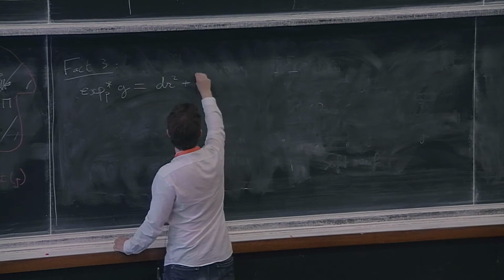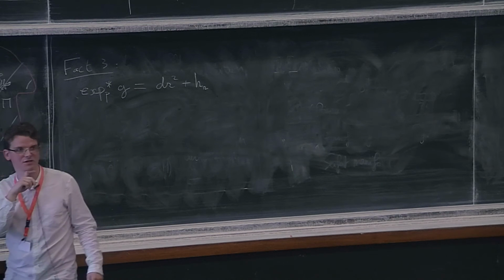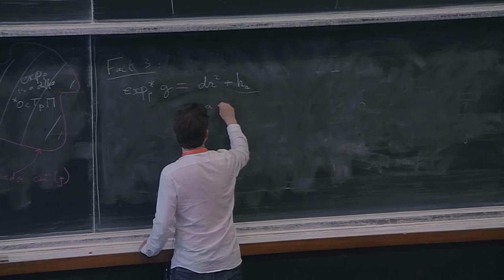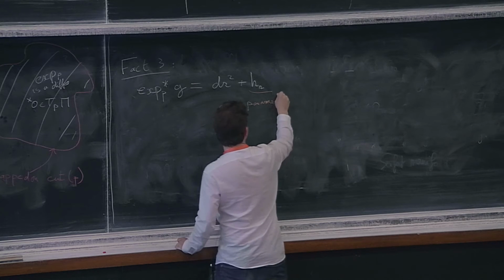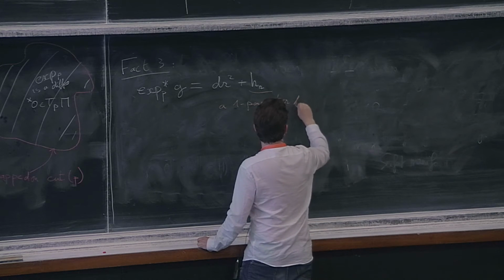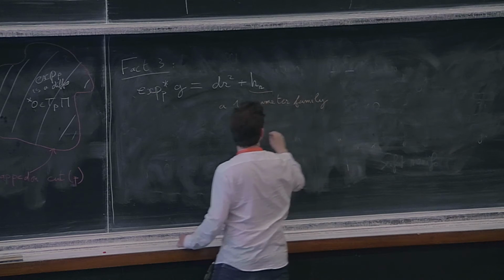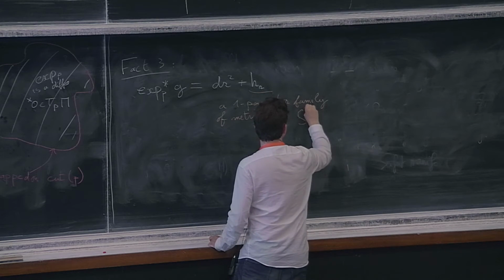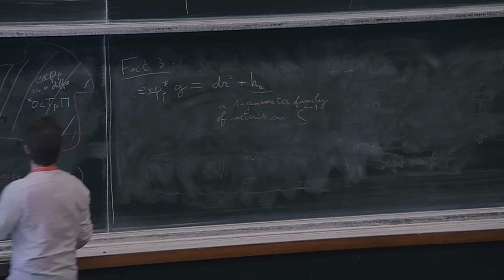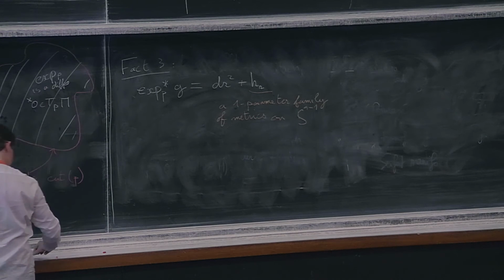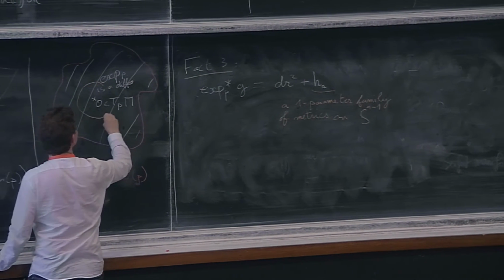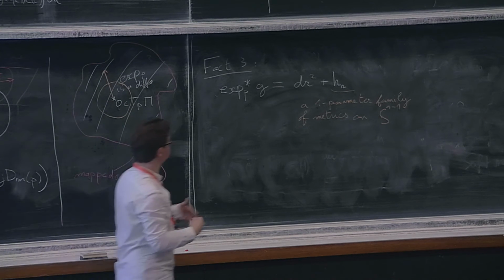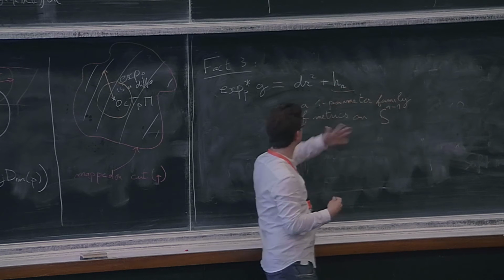dr squared plus some metric h_r. And h_r, so this is a one parameter family of metrics on S^(n-1). So it tells you that if you look at polar coordinates here in T_pM and at this radial direction, then you actually get a really nice splitting of the metric in these two parts.